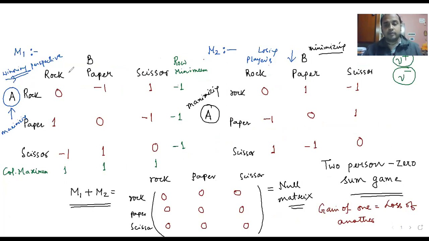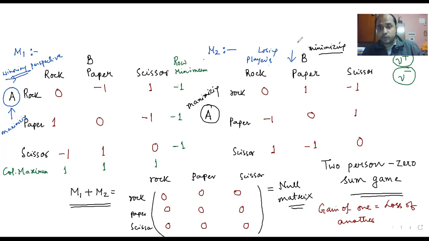Carefully observe. Are you comfortable with matrix 1, M1? Matrix M1, what we have seen is that we are seeing the matrix from player 1's perspective. Player 1 means the maximizing player's perspective. So if you are seeing this matrix, you know that this particular amount player A is going to gain, and this particular amount player A is going to lose. The same matrix has been written from player B's perspective.